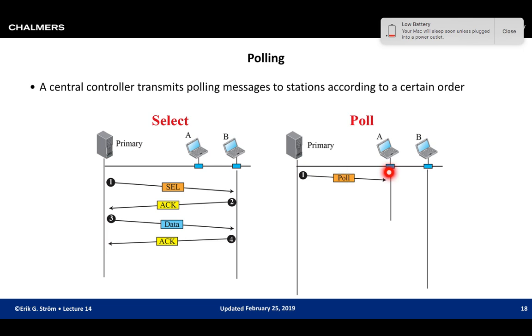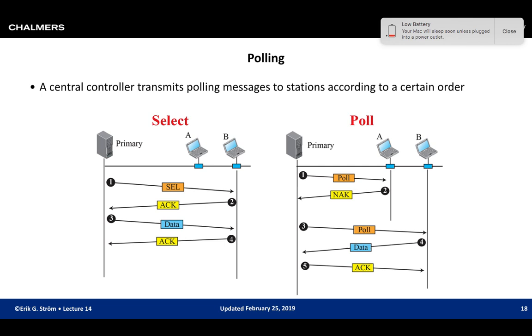The same goes the other way around, where the primary talks to A and says, okay, do you have any data to transmit? And then A says, no, I don't have anything for the moment. Okay, and then the primary or master talks to B and says, hey, do you have any data? And then B says, yeah, I have some data, here it is. And then there is an acknowledgement for that data. So that's another exchange of data. So this is called polling, where the primary basically goes around among its stations and asks them if they have data to transmit. Any questions on this?